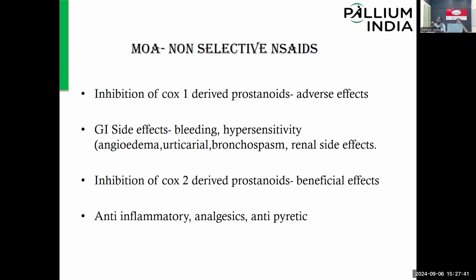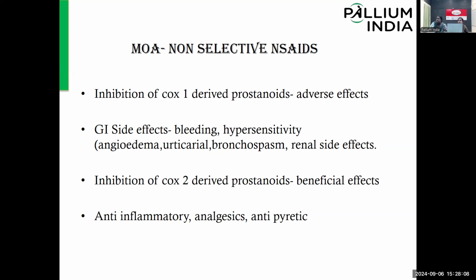What are the non-selective NSAIDs? Examples for non-selective NSAIDs? Anyone tell? Brufen, yes. Aspirin, yes. Mefenamic acid, yes. Ketorolac. Okay. Last one. Brufen, mefenamic acid.